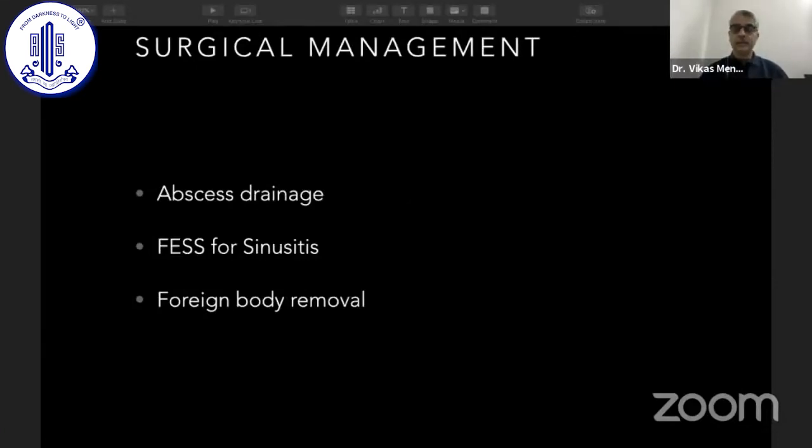Surgical management is required if there is an abscess formation, whether subperiosteal abscess or an orbital abscess or an intracranial abscess. And if there are sinuses which are full and leading on to orbital cellulitis, FES can be done and sinuses need to be cleared up. The third situation where surgical management is required in a patient of orbital cellulitis is a foreign body removal if there is a lodged foreign body, particularly an organic one, which may sometimes be difficult to diagnose initially.